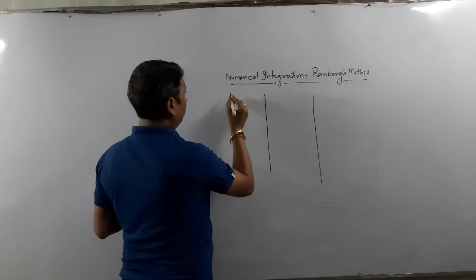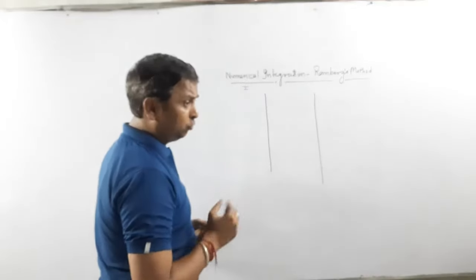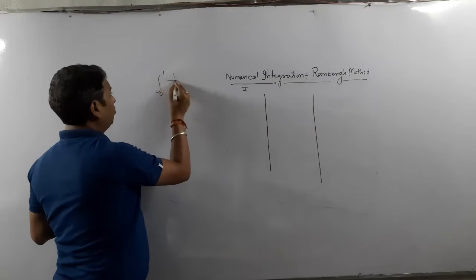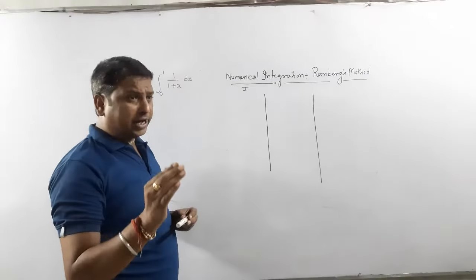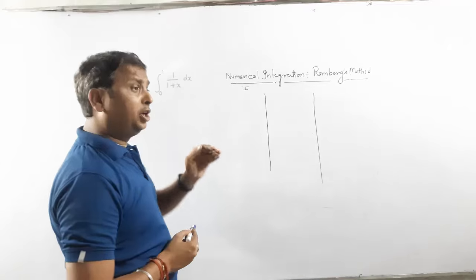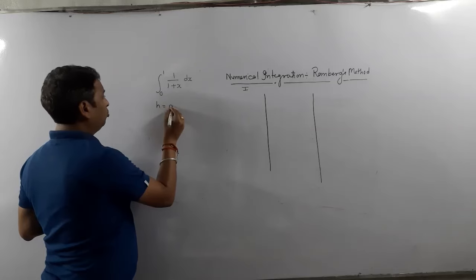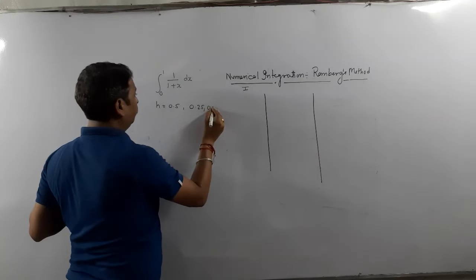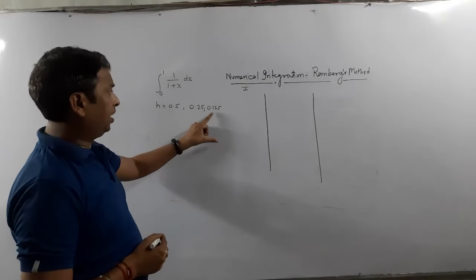Here we make the table for I first. I means integration value. Suppose they ask you to calculate the integral from 0 to 1 of 1 upon 1 plus x dx. Using the trapezoidal rule, first calculate this integral value for different h. Suppose first we take h value 0.5, then 0.25, and then 0.125.